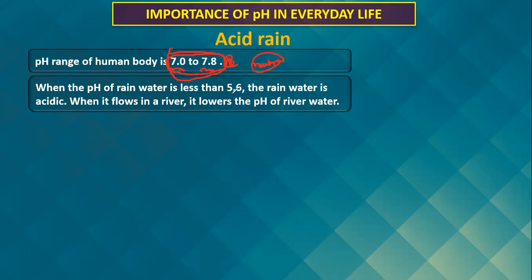And what about the acid rain? The pH value of the rain is less than 5.6. Then that rain is known as acid rain. And this rain, if it flows into the river, lowers the pH value of river water. Basically, the river water pH value is more than 5.6. When acid rain flows through this river, it lowers the pH value of river water. It makes the pH value less than 5.6, maybe 5.5 or 5.4. Then the water is known as acid rain here, right? Acid rain basically we call when the pH of the rain is less than 5.6.